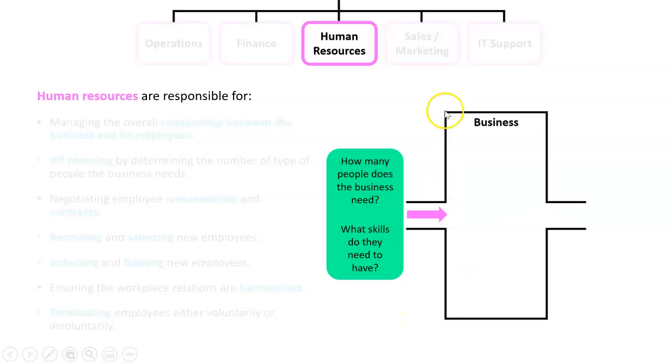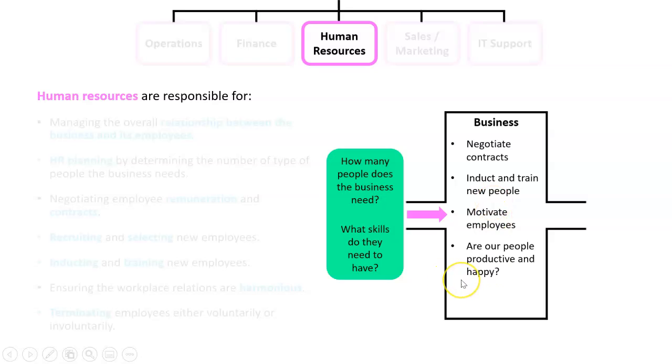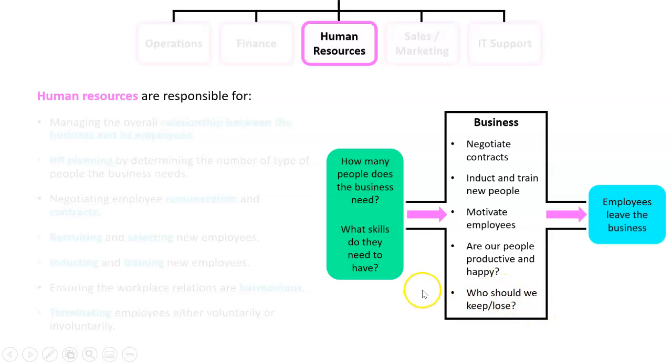So when you look at a business in terms of operations, which is a separate topic, but we say there's a big input called people. They need to go into the business, and specifically human resources needs to negotiate contracts, induct and train new people, motivate people, make sure people are happy and productive, and figure out which employees we should keep and which should we lose. And eventually, employees will leave the business, which is kind of a separate little topic later on. But that's fundamentally what human resources do.